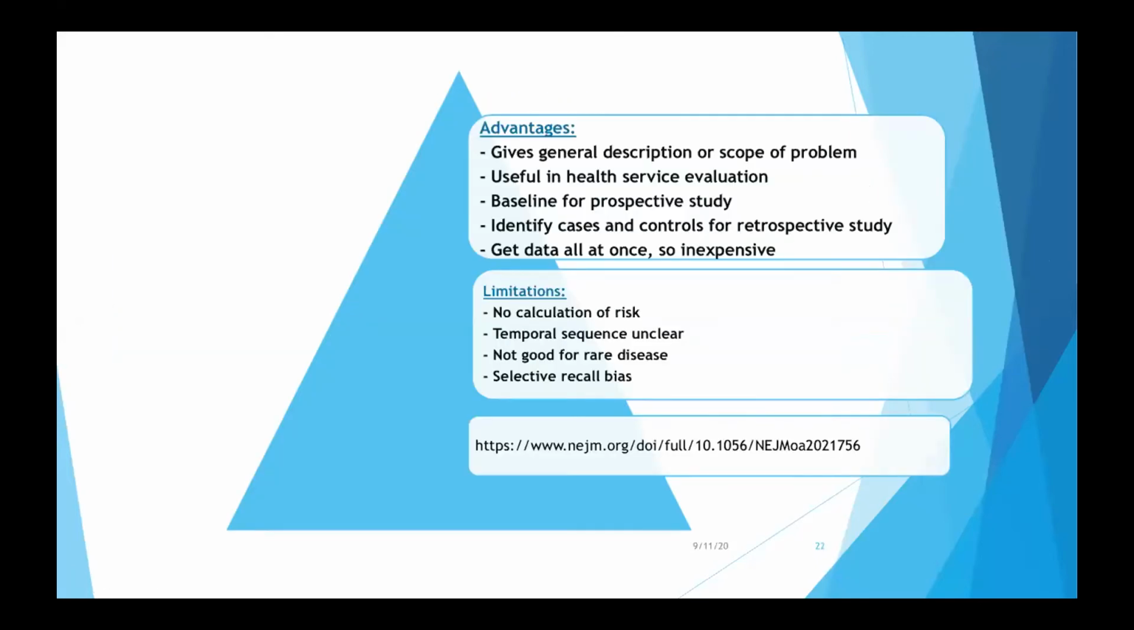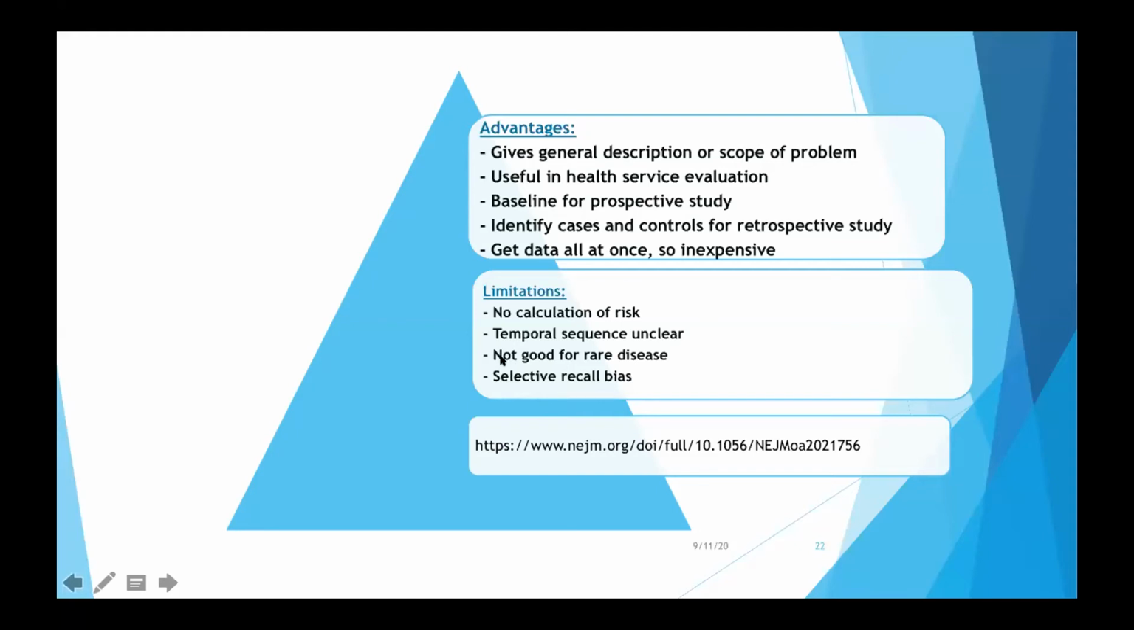طيب إيش الadvantage؟ الadvantage بس كذا سريعا: general description or scope of the problem, useful in health service evaluation, baseline for prospective studies later on. يعني أنا أقرر عليها بعدين إني ممكن أسوي اللي هو الcohort study. طيب identify cases and control for retrospective study, get data all at once وفي نفس الوقت inexpensive يعني. طيب limitation: no calculation of risk وإن temporal sequence not clear. يعني أقدر لما أشوف إن عندي أنيميا ما أعرف هو الlead كوز الأنيميا ولا الأنيميا كوز ذا lead مثلا. أوكي problem إن يكون الlead level high.